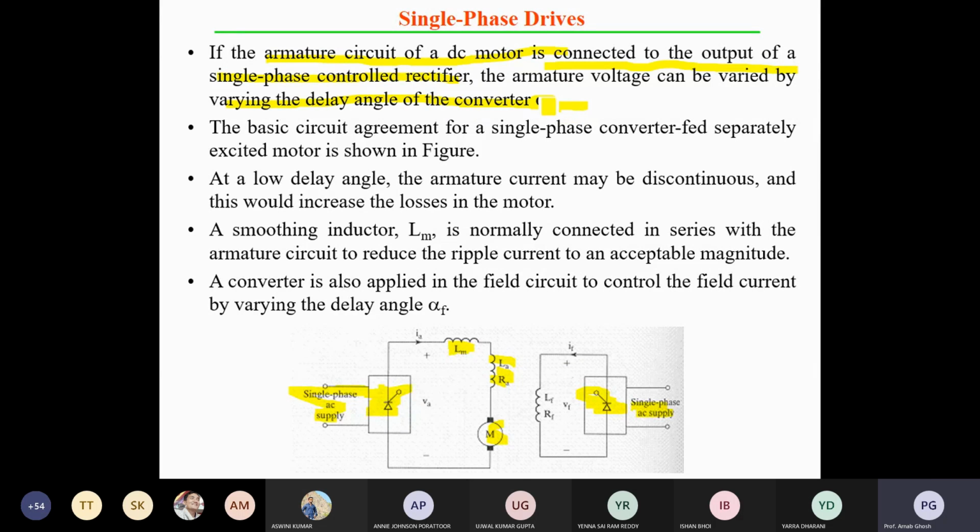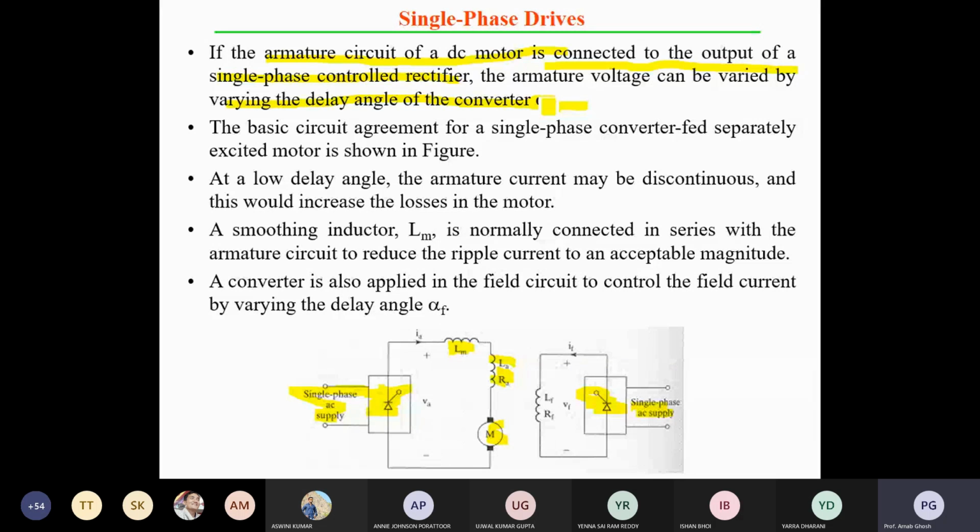So 10 milliseconds shows you 180 degree, meaning the half cycle. For the entire cycle it will be 360 degree, but we are considering the half cycle. So 10 millisecond equals 180 degree. So 1 millisecond equals what? 18 degree. By that way you can prepare a truth table.